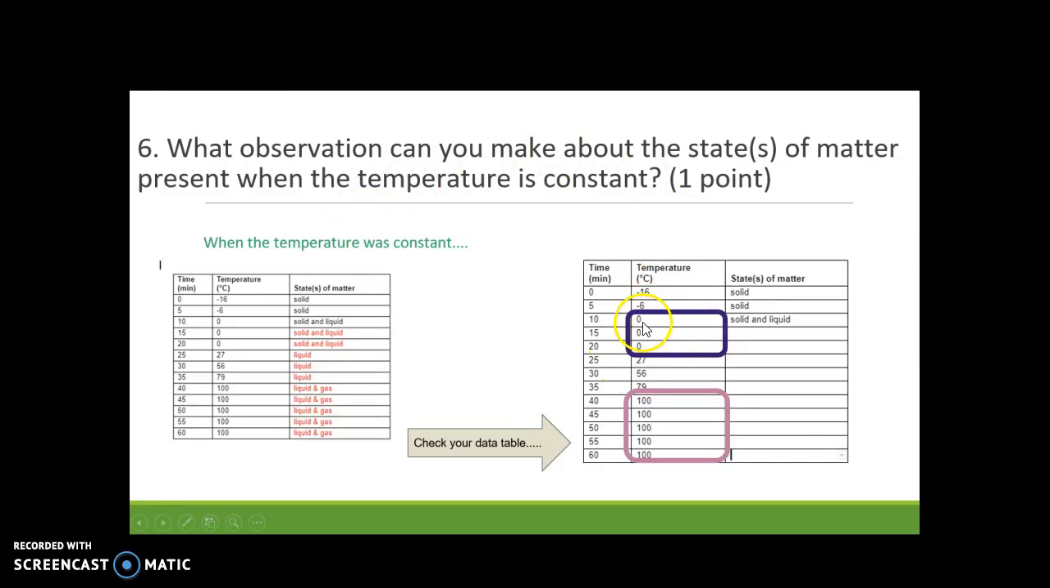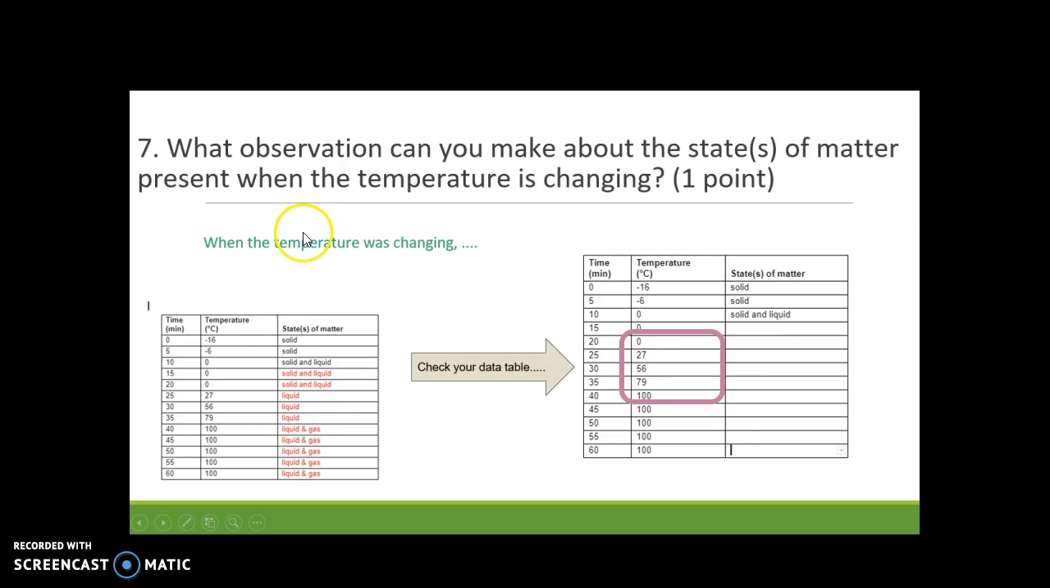So here I have constant temperature 0, or constant temperature 100. If I go over here to my data table, I notice that there's solid and liquid, and liquid and gas. So when the temperature is constant, there's more than one state of matter present. I see solid and liquid, and I see liquid and gas.